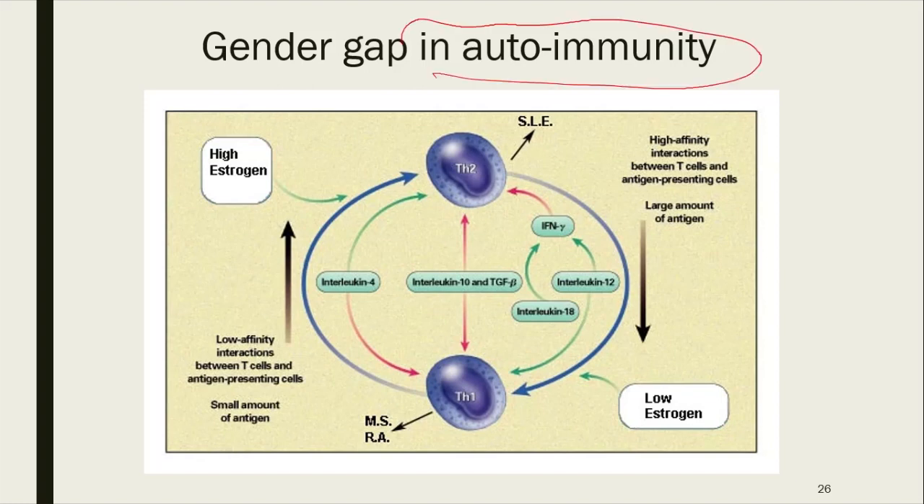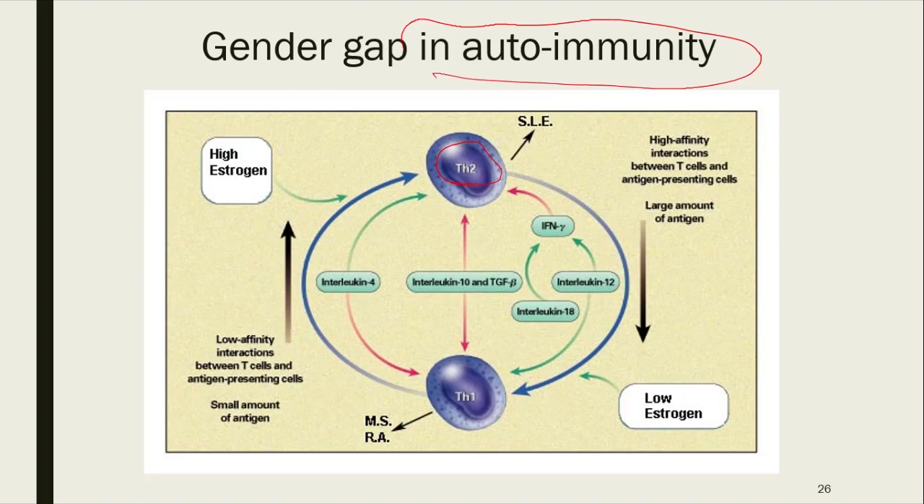Now, first we'll ignore the high estrogen and low estrogen in this graph. We'll just focus on the middle of the circle. There is a balance between Th1 versus Th2 signaling here. When a small amount of antigen is presented, it will lead to relatively low affinity interactions between T cells and antigen presenting cells. That would lead to Th2 type immunity, which is more humoral, antibody-based, and usually considered a weaker type of immune or autoimmune response.